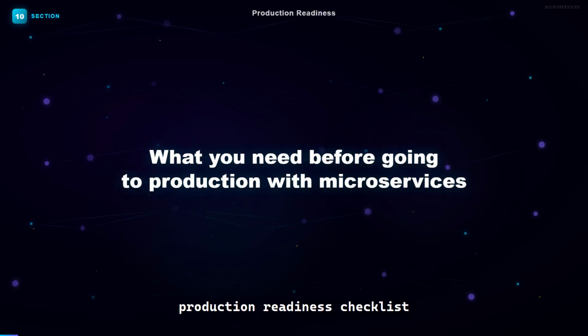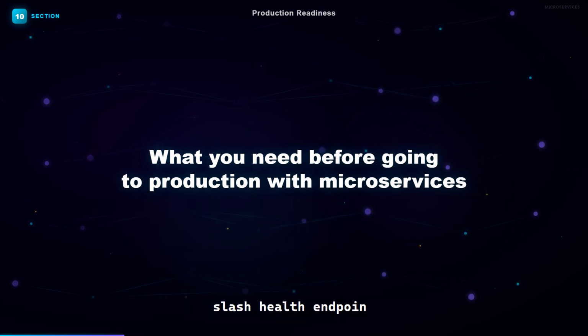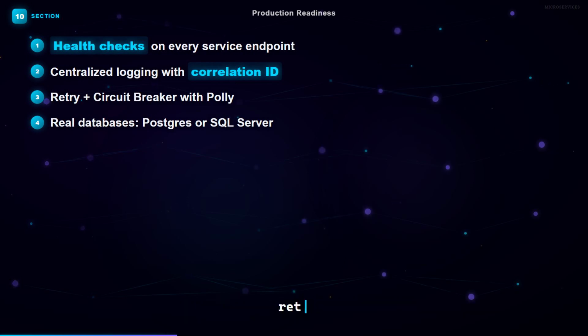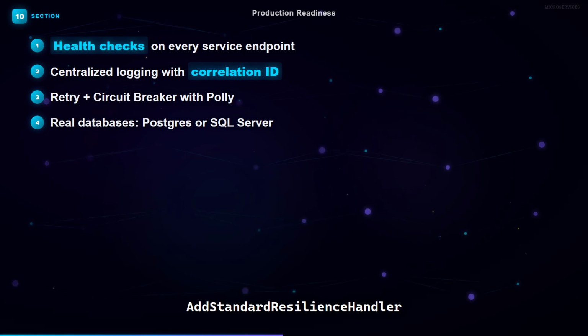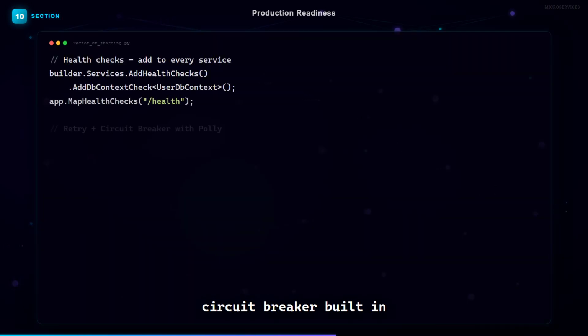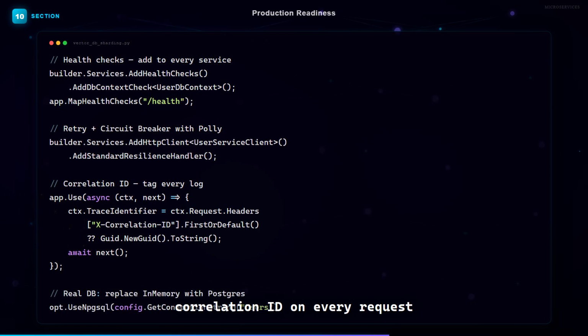Section 10. Production readiness. Before you ship microservices to production, add 3 things. First, health check endpoints on every service using AddHealthChecks. Map them to /health. Your infrastructure needs to check these to know when to restart a crashed service. Second, resilience with Polly. Add the standard resilience handler to every HTTP client. This gives you automatic retries with exponential backoff and a circuit breaker that stops calling a service that's down.